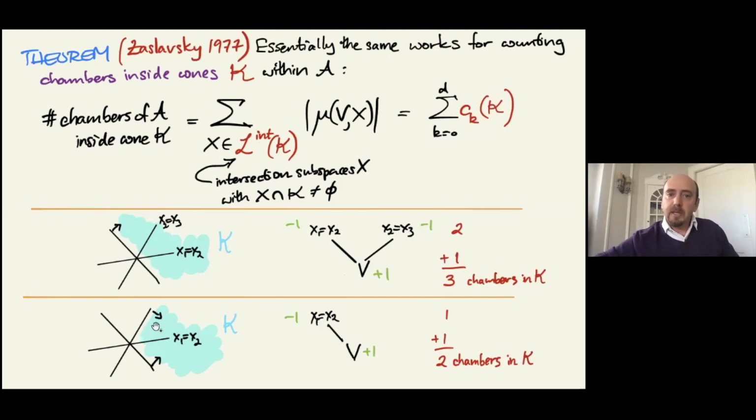Or for this cone, in this example, you only have the full space as an interior intersection, or the hyperplane x1 equals x2 is an interior intersection. And so you only sum up their absolute value of the Möbius function values. And you get these Whitney numbers for this cone, 1 and 1, which add to the number of chambers inside the cone, which is 2. Any questions there?